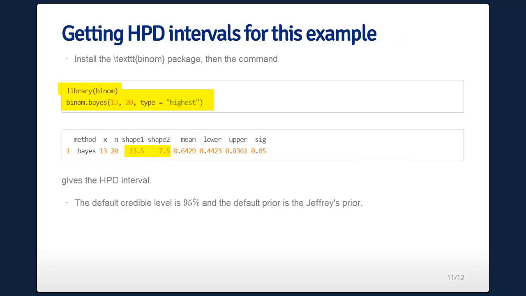Okay, so 13 successes, 20 trials. 13.5 is the posterior alpha, and 7.5 is the posterior beta, where by default this uses 0.5 for the alpha and beta of the prior, so the Jeffreys prior. It gives you the posterior mean, and then it gives you the lower and upper endpoints, and it tells you it's a 95% interval. And yeah, the default prior is the Jeffreys prior.